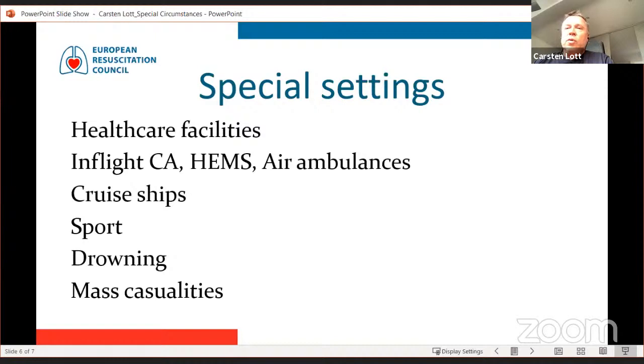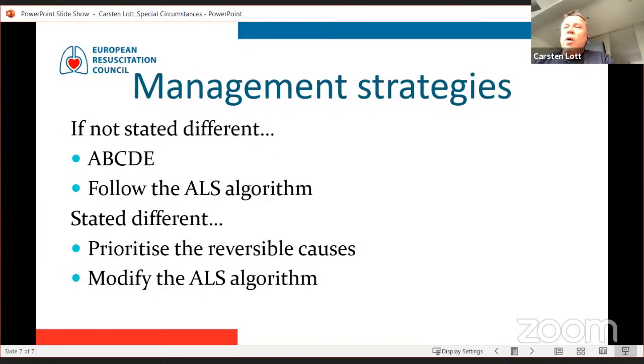And last one, please. So overall, the management strategies we describe in our chapter cover ABCDE and the ALS algorithms, but we also focus on prioritization of the reversible causes when necessary, and we describe any modifications needed in the advanced life support algorithm. Many thanks.